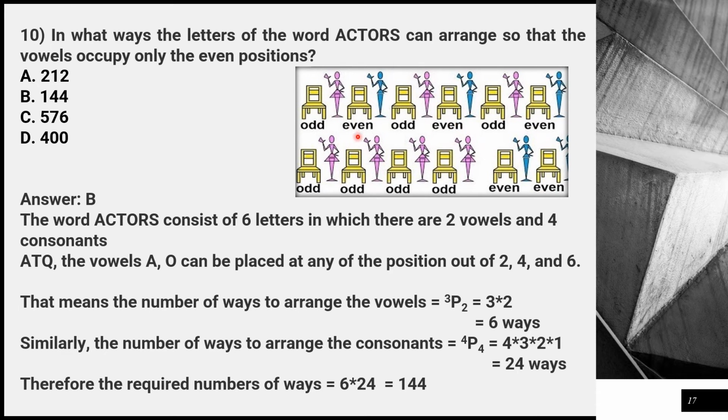1, 2, 3, right? So only 2 vowels are there, out of 3 places. So 3P2, right? That gives 6 ways. Similarly, for the remaining, the 3 even positions are there but only 2 are filled, so the remaining are 4, 1 even and 3 odd. So the total is 4P4, that gives 24. Multiplying both of them gives the total arrangements.